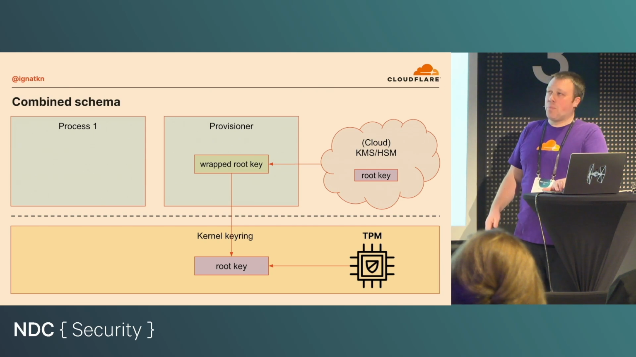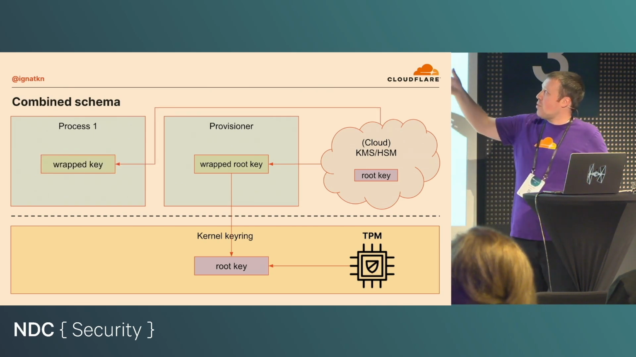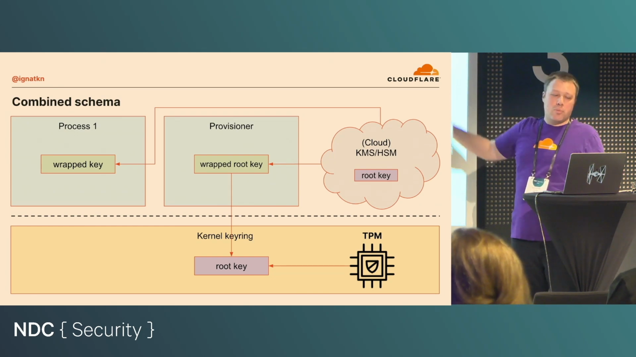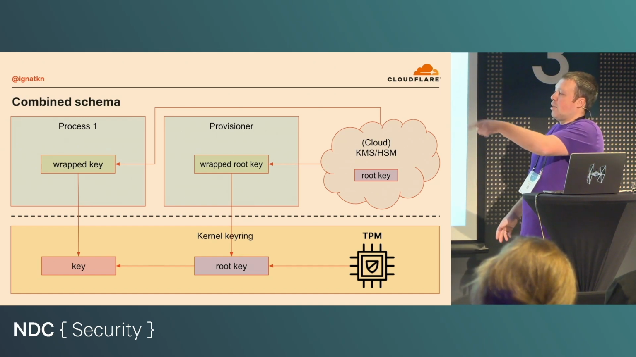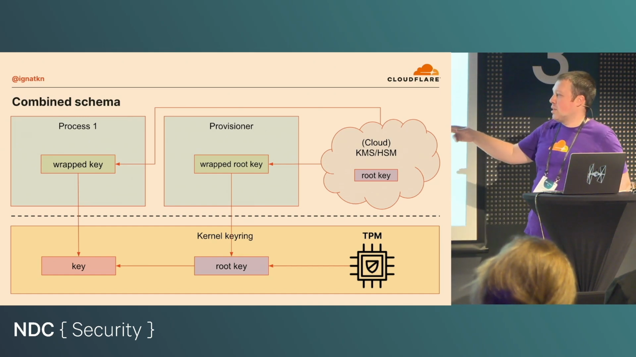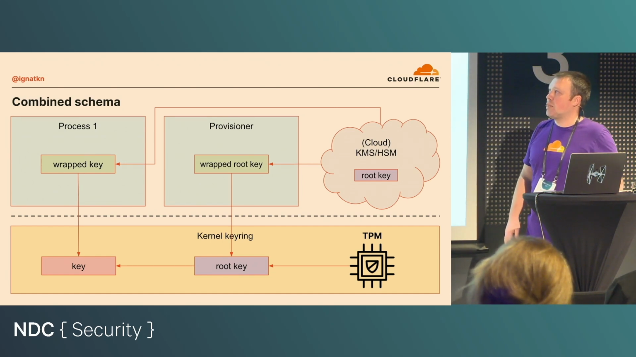And then when a process needs a key, it requests the wrapped key from our cloud or on-premise HSM, and then it puts it into the kernel, and it gets unwrapped with the root key. So this is a software operation, so it's much faster. We don't exercise the TPM that much.